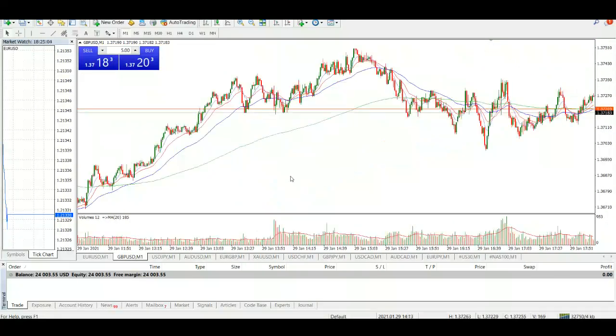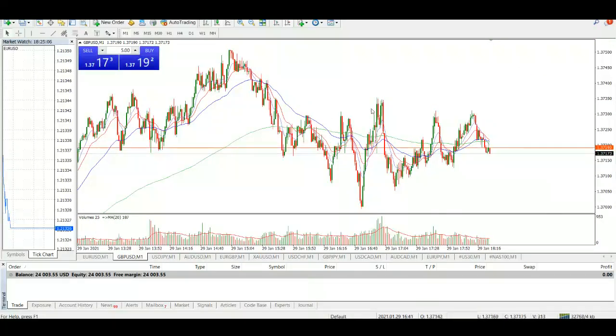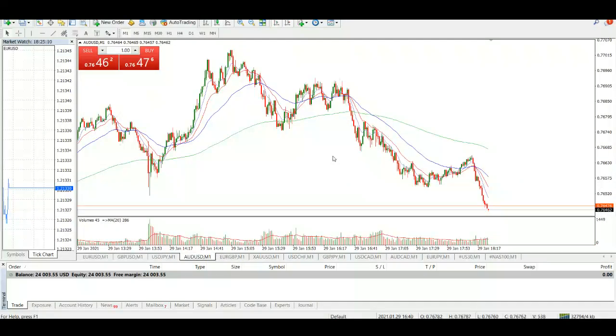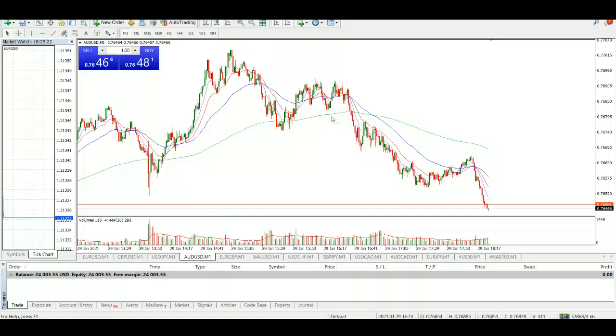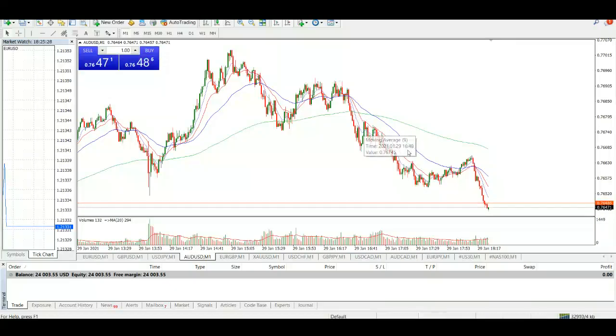Of course, the best opportunities always come after some ranging mode like this one. So for example, here on AUD dollar, it was in a ranging mode. Price was reaching EMA 200, very shortly away from EMA 200 and reaching it again, and again. So put your focus on it, and then you will ride this downtrend.